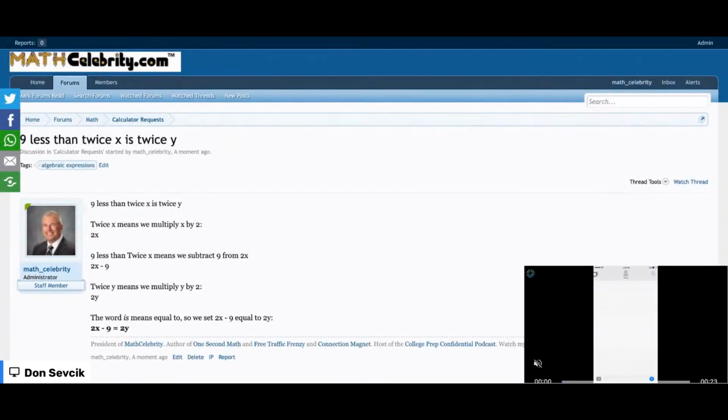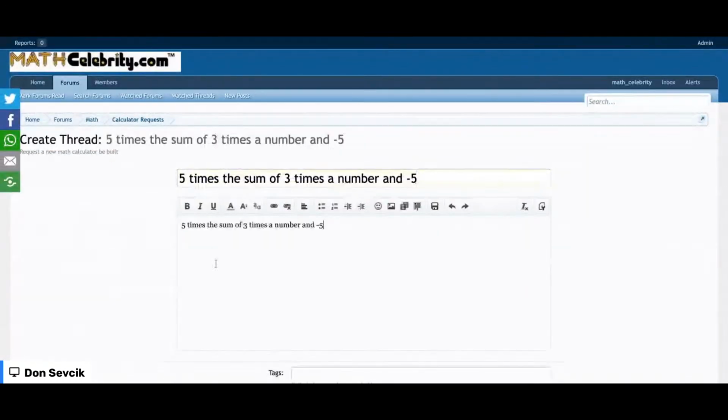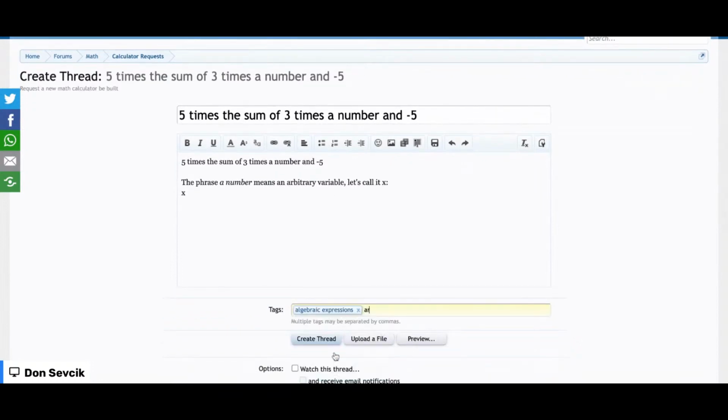Let's do the next one since it is similar. 5 times the sum of 3 times a number and 5. The phrase a number means an arbitrary variable. Let's call it x. Whenever you see the phrase a number, you can declare pretty much any variable a to z that you want, with the exception of e and i, because those are reserved numbers. 3 times a number means we multiply x by 3: 3x.